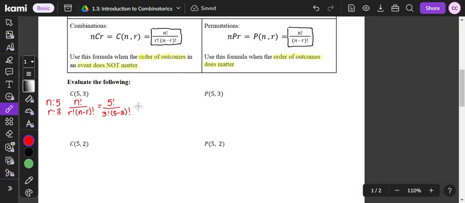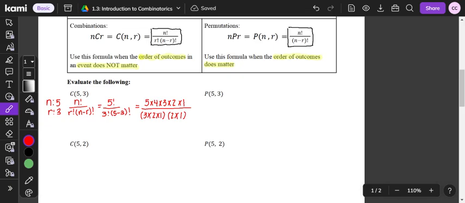And of course, we just learned what a factorial is, so I could expand this out a little bit. 5 factorial is 5 times 4 times 3 times 2 times 1. On the bottom, 3 factorial is 3 times 2 times 1. And then 5 minus 3 factorial, that's really just 2 factorial. So this is going to be 2 times 1. All right.